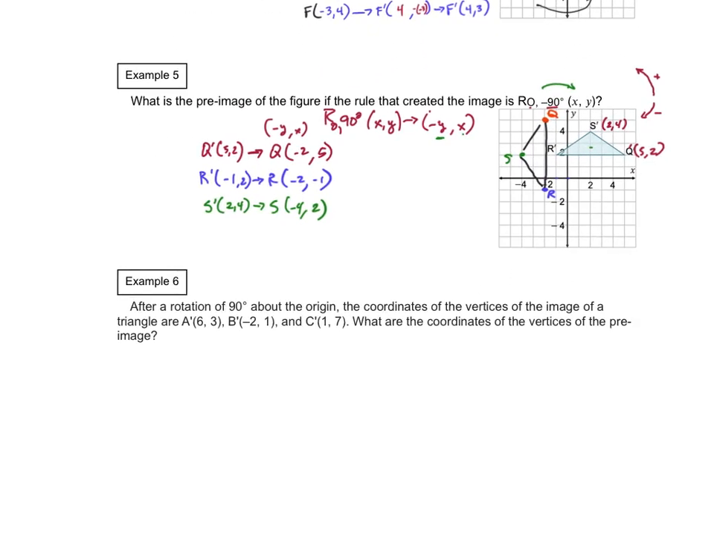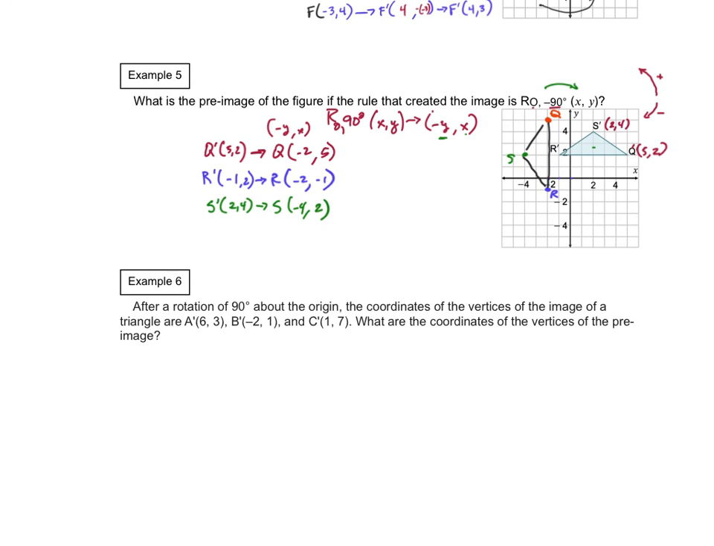And then finally, after a rotation of 90 degrees about the origin, the coordinates of the vertices of the triangle are A prime, B prime, and C prime. What are the coordinates of the vertices of the pre-image? Okay, again, they're telling us that this was created after a rotation of 90 degrees.